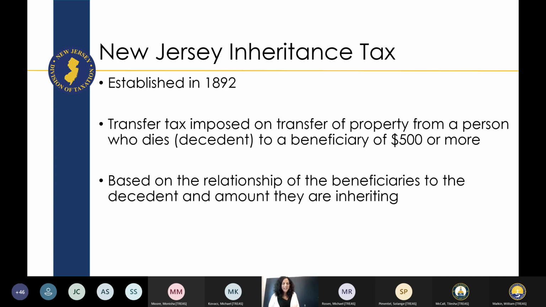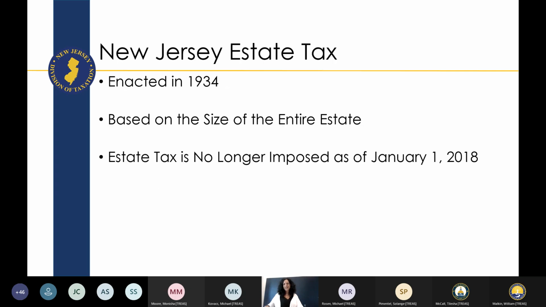So it is important to know again that it is based on the relationship that the beneficiary has to the decedent. It's very important that you do understand that. And then a little information about the estate tax, which we will not be focusing on, but I still wanted to give you a little bit of background on it. It was enacted in 1934. It was based on the size of the entire estate, not your relationship to the decedent. The estate tax is no longer imposed as of January 1st, 2018.